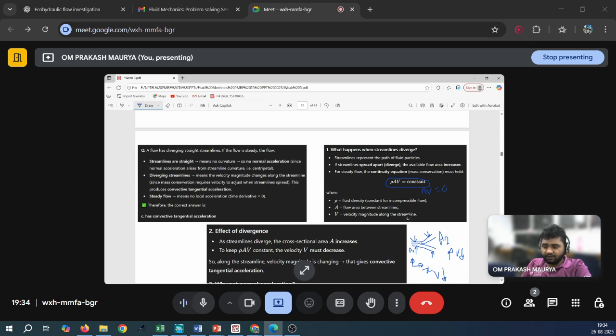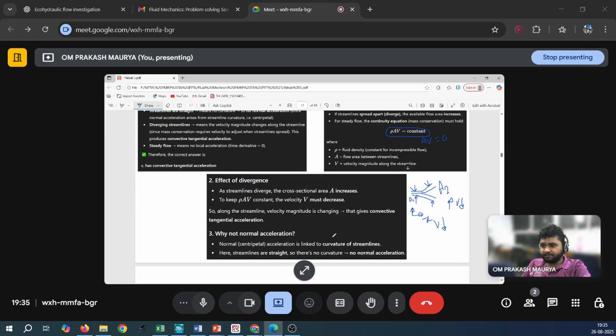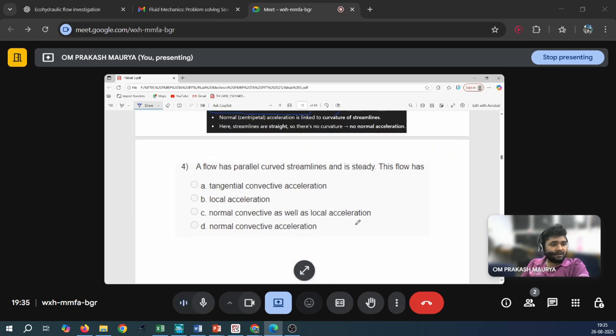So the velocity magnitude is changing, and it is the convective tangential acceleration. Why tangential? Because the acceleration is happening in the flow direction, not on a curved path. So this was the concept. And here I have also written why not normal acceleration: because it is linked with curvature. This question was about a straight streamline, so there is no curvature, so no normal acceleration. Always remember this.